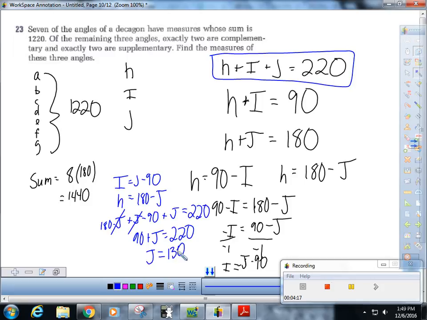130. Okay, well now that we know J, we know that I is J minus 90. So what's I? J is 130. 130 minus 90. I is 40. And therefore H must be 50. And that is a great question.